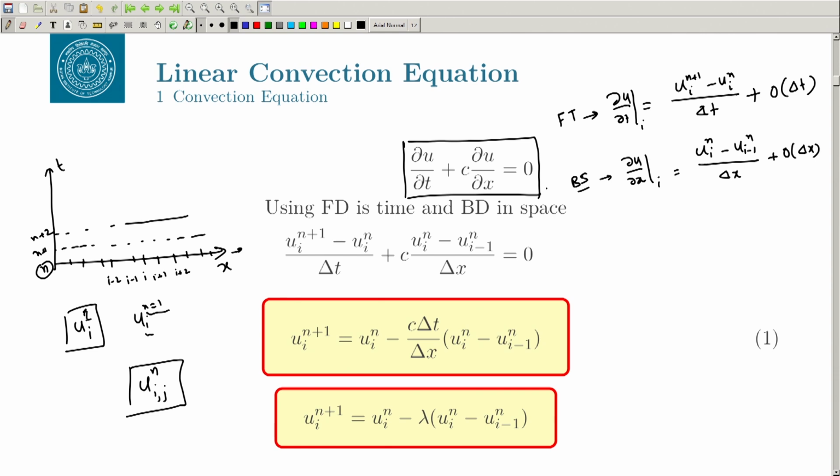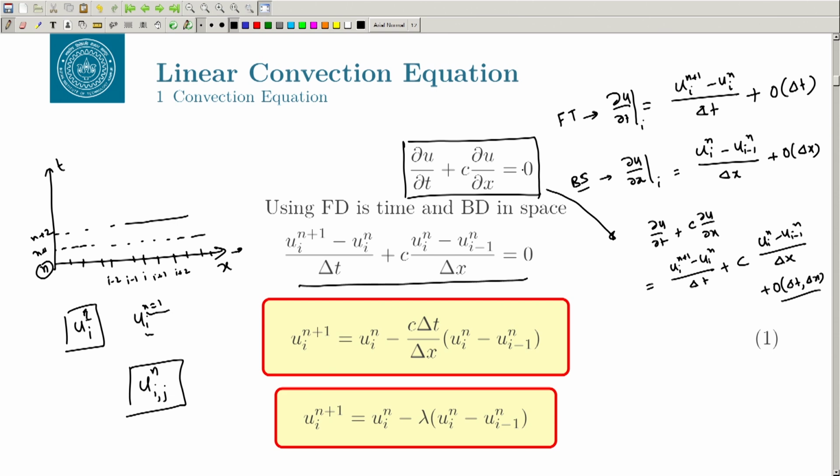So, if you approximate this equation, del u by del t plus c del u by del x, this will become (u_i^{n+1} minus u_i^n) by delta t plus c (u_i^n minus u_{i-1}^n) by delta x plus order delta t, delta x. This is your order of accuracy. So, it is first order in time and first order in space, right. You can approximate it, and this is the equation, because the value is 0 on the right hand side. And you can rearrange it here.